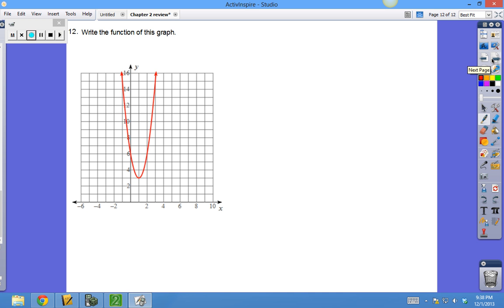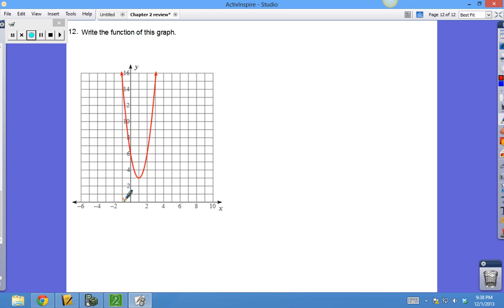Write the function. Let's go backwards. I give you the picture, you give me the function. So look, this picture has no roots, so you're not going to use factored form. It does give you a vertex. The vertex right here is over 1, up 3. I'm going to use the vertex model. The vertex model is y equals a times x minus h squared plus k. So I'm going to plug in my 1 and my 3. So it's going to be y equals a.